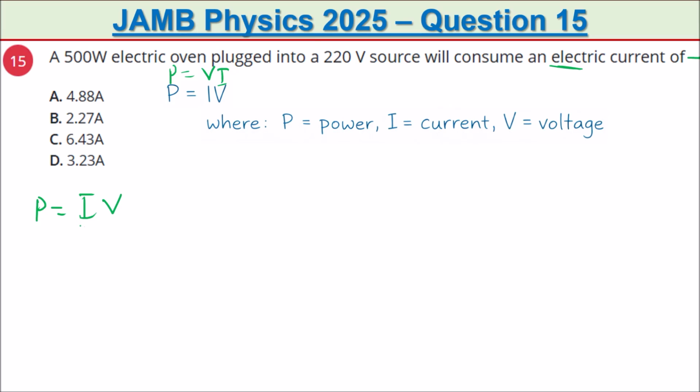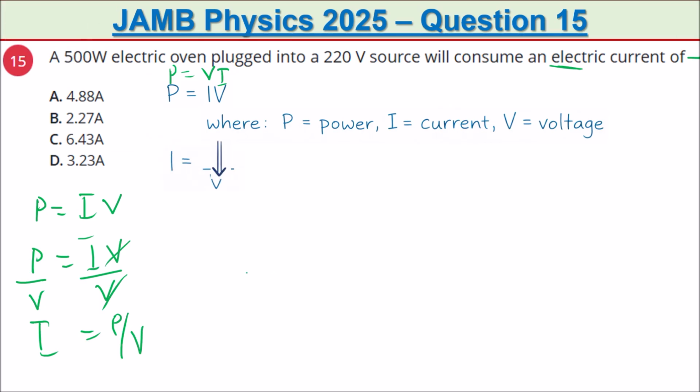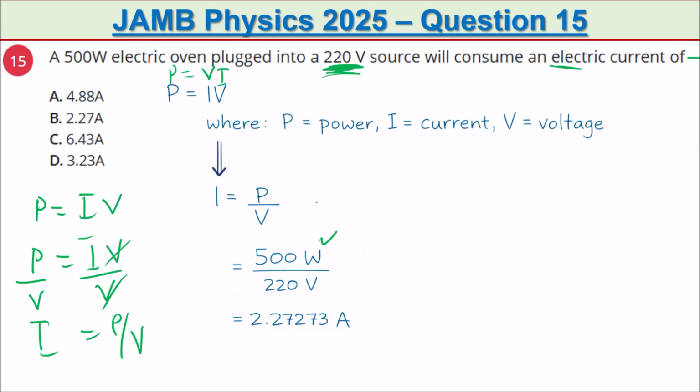So we need to divide both sides by V to remain with I. So we have P is equals to IV, divide by V this side, divide by V this side, and we are going to have the V's cancelling, remaining with I is equals to P over V. Once this is done, we are going to do substitution. I is equals to P over V. What is P? 500 watts. What is V? 220 volts, giving us 2.272, which is equivalent to B when we consider it at 3 significant figure level. At 3 significant figures, we are going to find our answer as 2.27, which is at B.